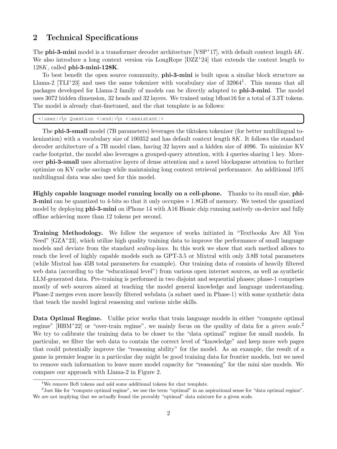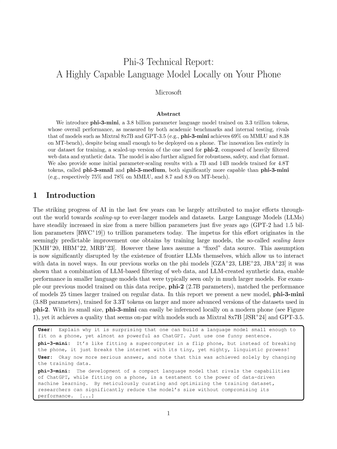The model is built upon a similar block structure as Llama 2 and uses the same tokenizer with a vocabulary size of 32,064, allowing for easy adaptation of packages developed for Llama 2 models. It has 3,072 hidden dimensions, 32 heads, and 32 layers. The model was trained using bfloat16 for a total of 3T tokens.